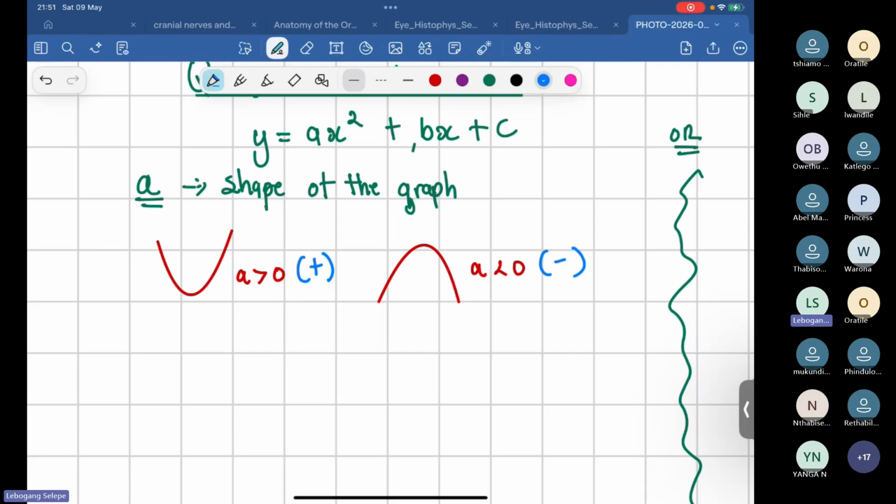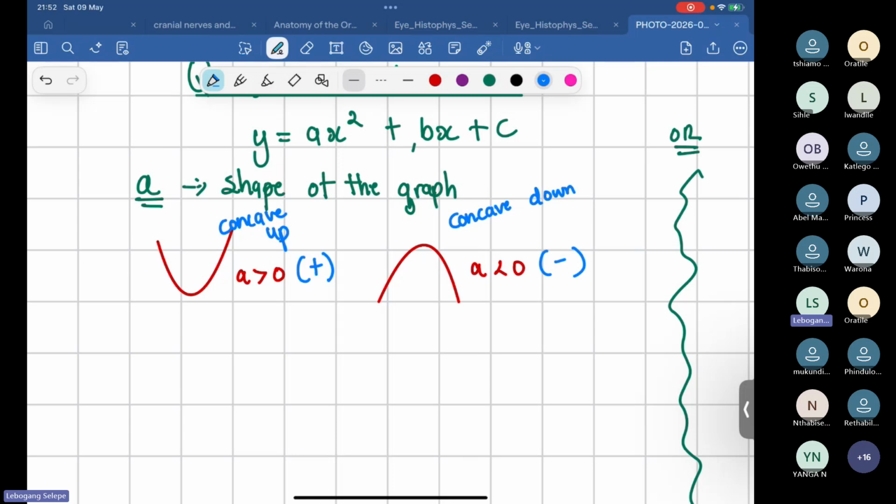We know that if the value of a is a positive number, you're supposed to be having a smiling or a happy function. And if the value of a is negative, you're supposed to be having a sad or a concave down function. So we know that this is concave up and this is concave down. That's what a tells us.